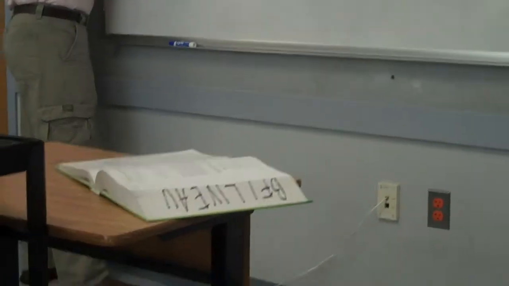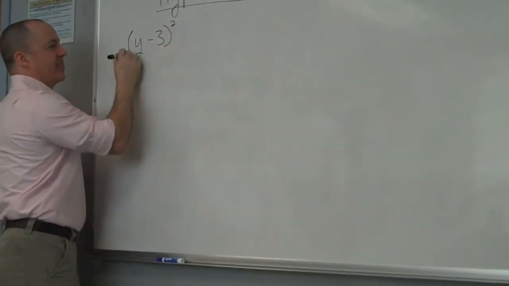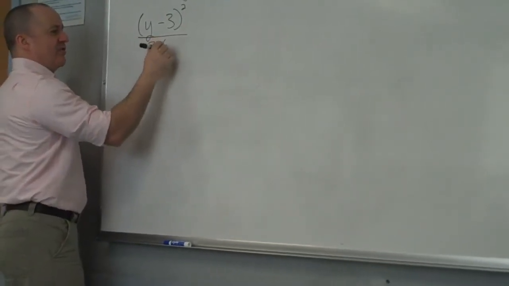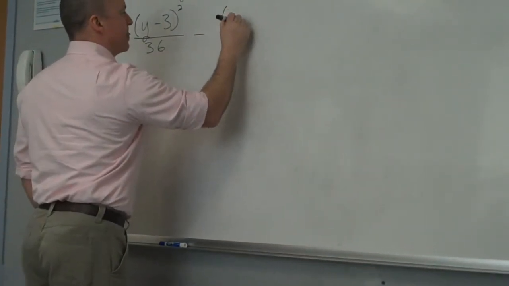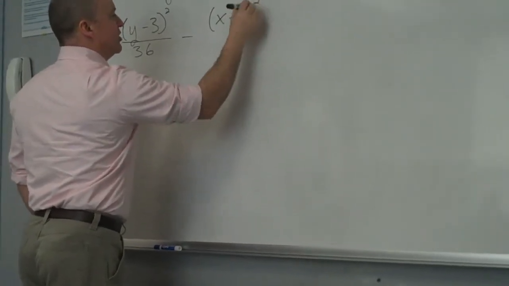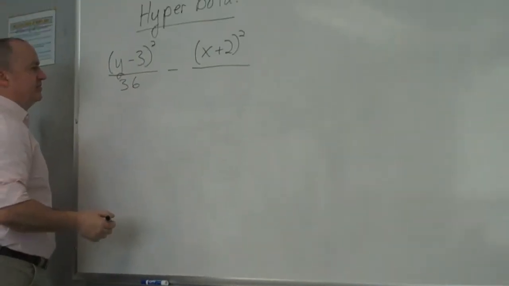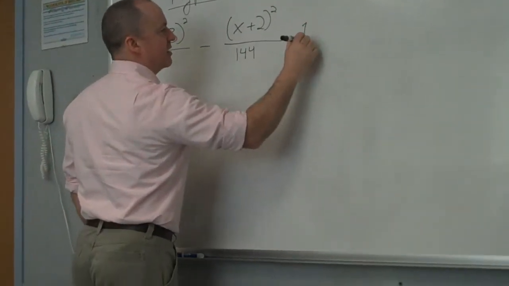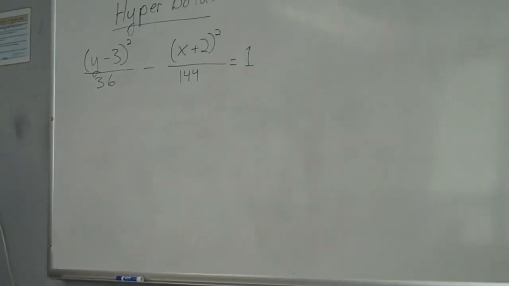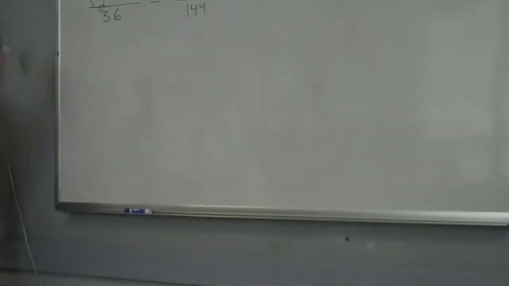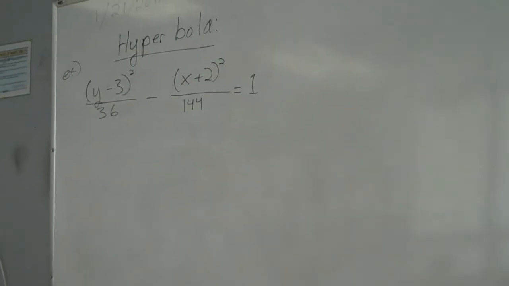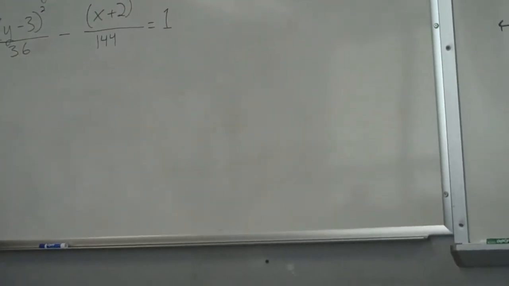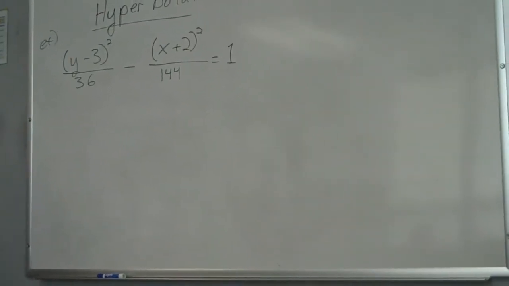So (y minus 3) squared over 36, this will not be a perfect square no matter what I do, minus (x plus 2) squared over 144 equals 1. You didn't give this one a heading. Example. There you go. Now it has a heading. That's the title. All right, 106. Okay. (y minus 3) squared over 36 minus (x plus 2) squared over 144 equals 1.